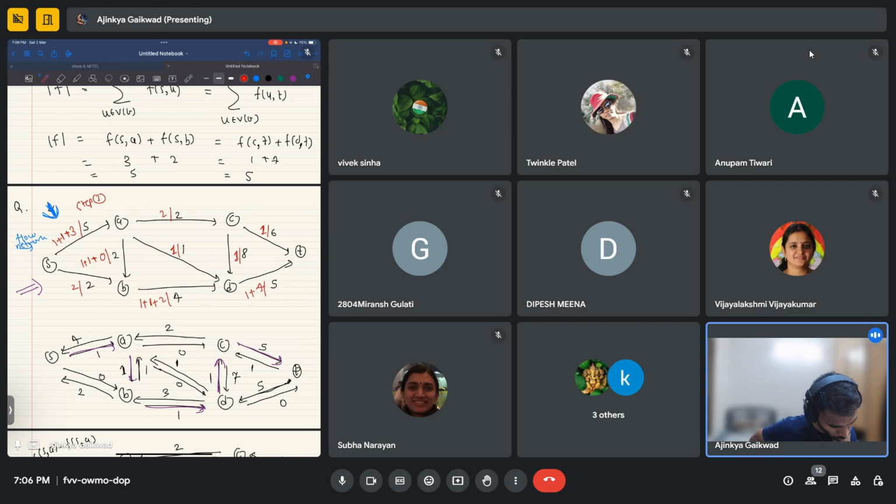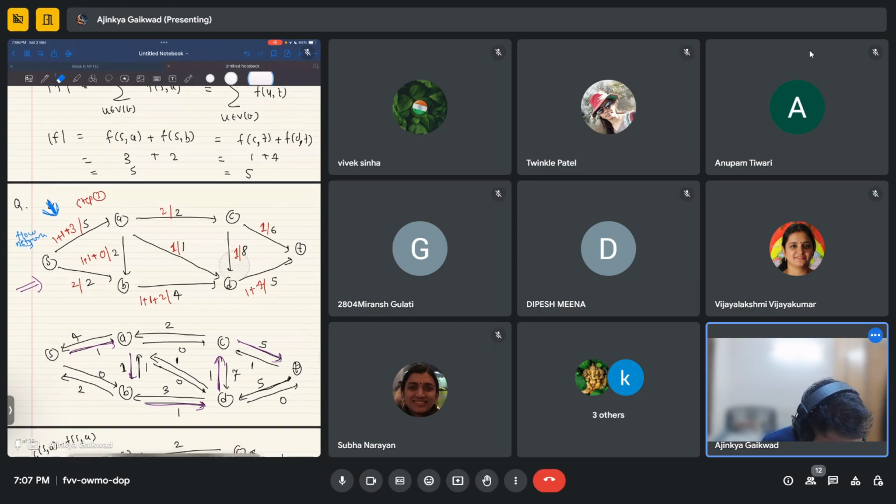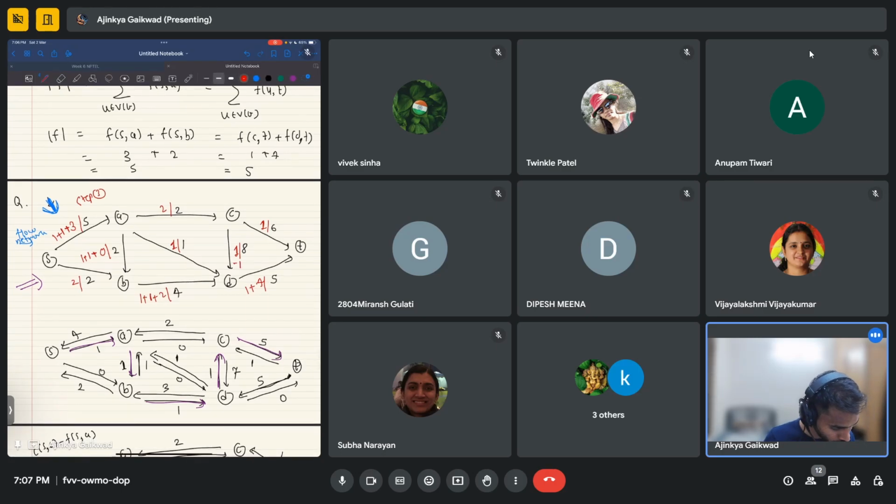Before, I went from S to A, then A to B, then B to D. Yes, so when you are going the other way around, here the edge is from D to C. So you decrease the flow if the direction is opposite, right? So you in fact do -1 here, and then from C to T you put +1, right? So let's see if this is a valid flow network.